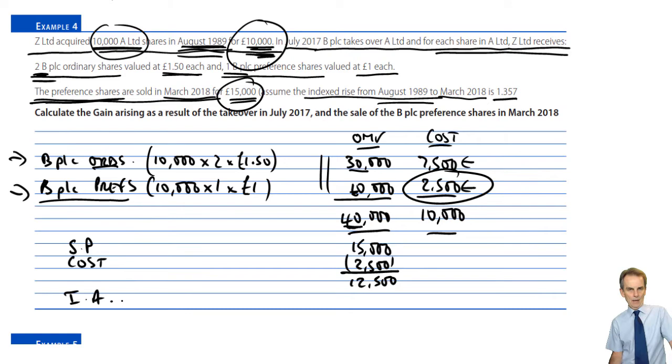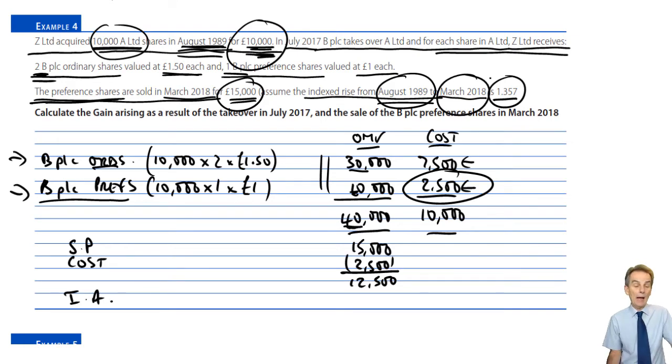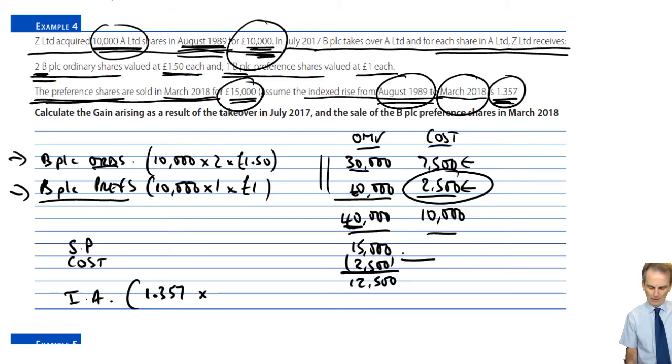Now this is the shortcut. I'll explain to you in a moment's time what we ought to do to do it properly, but the shortcut exercise here makes life so much easier. They've given us an indexation factor that runs from August 89, when we first acquired the A Limited shares, all the way through to March 18, when now we dispose of the B plc preference shares. All we've got to do, therefore, for indexation is pick up the indexation factor, 1.357, and multiply by our allowable cost, that being £2,500.